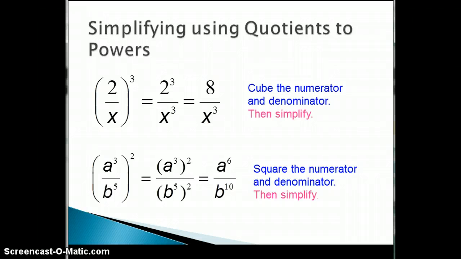And similarly in the denominator we have b to the 5th being squared, so that's another power to a power scenario, so we need to multiply the 5 times the 2 to get an exponent of 10. And both those bases are variables, so that's as far as we can go as far as simplifying goes.